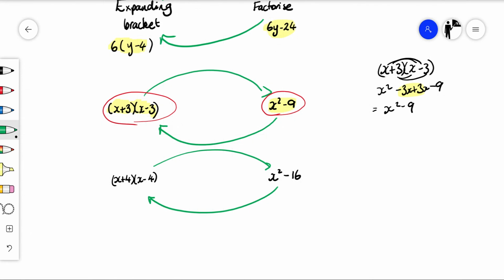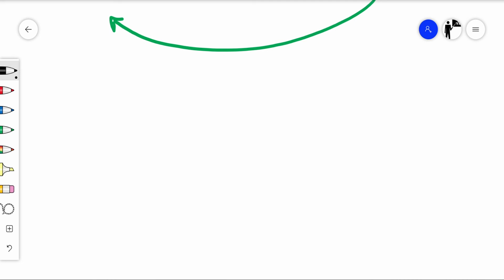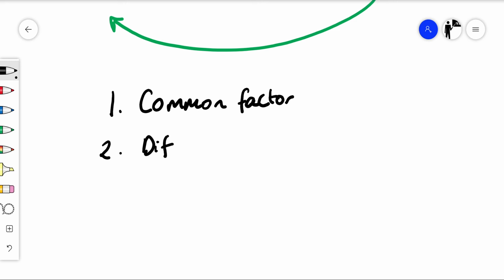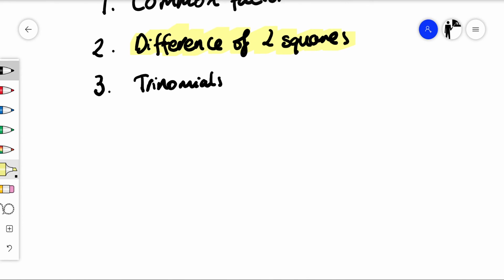When we factorise, there's a 3-step process that we go through. Step 1, is there a common factor? Step 2, is there a difference of two squares? And step 3 is when we'll look at trinomials. So today we're going to have a look at a difference of two squares. I want us to first write down our general result.